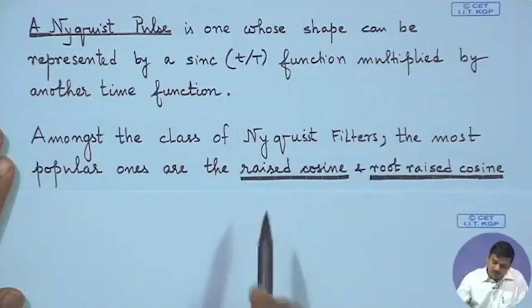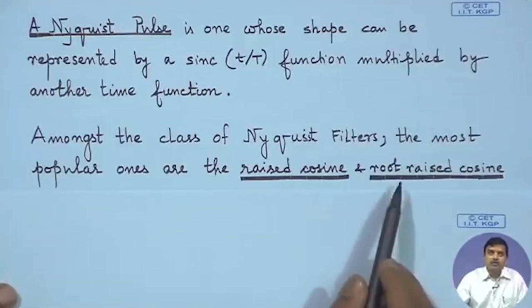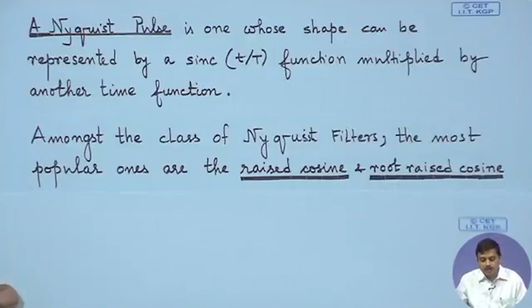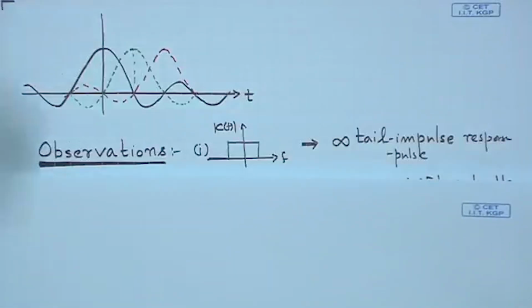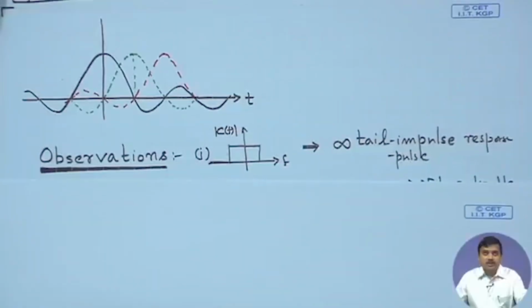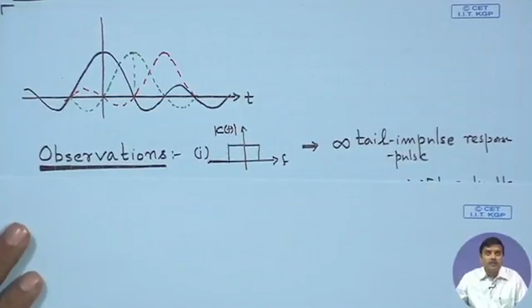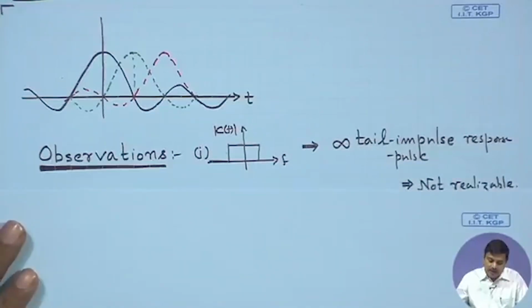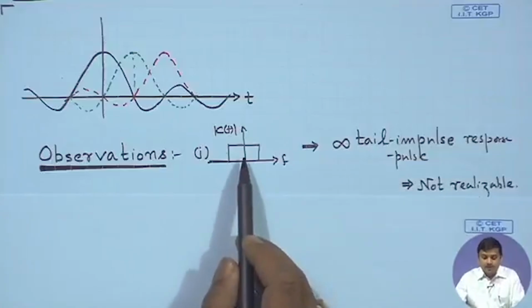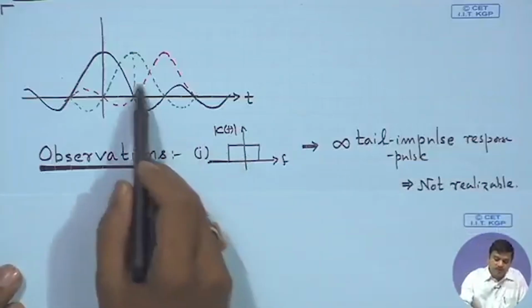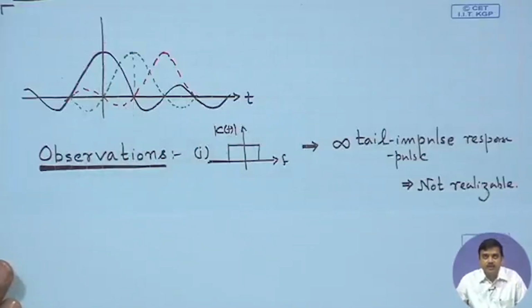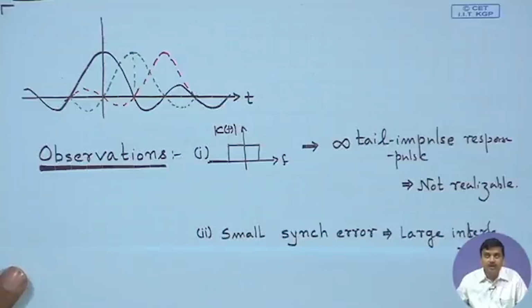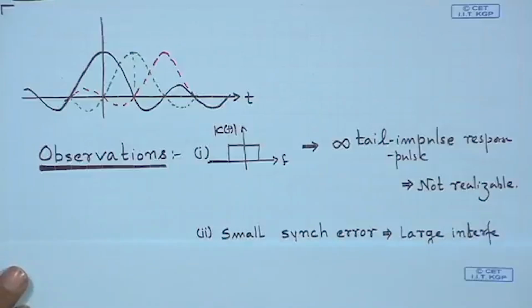So, amongst these several possible things, the raised cosine and the root raised cosine are the most popular. So, we are going to take a look at the raised cosine pulse shape. From this picture, it is just to remind us what is happening to ensure 0 ISI, and for this particular spectrum we know that the pulse shape would be this, which has an infinite tail as we have just mentioned. Since it is not realizable, we should look for other solutions.